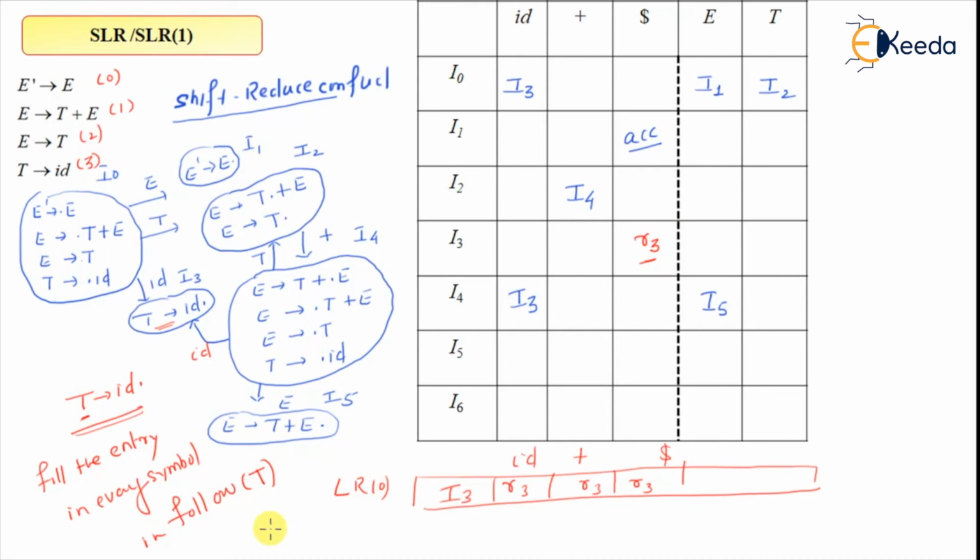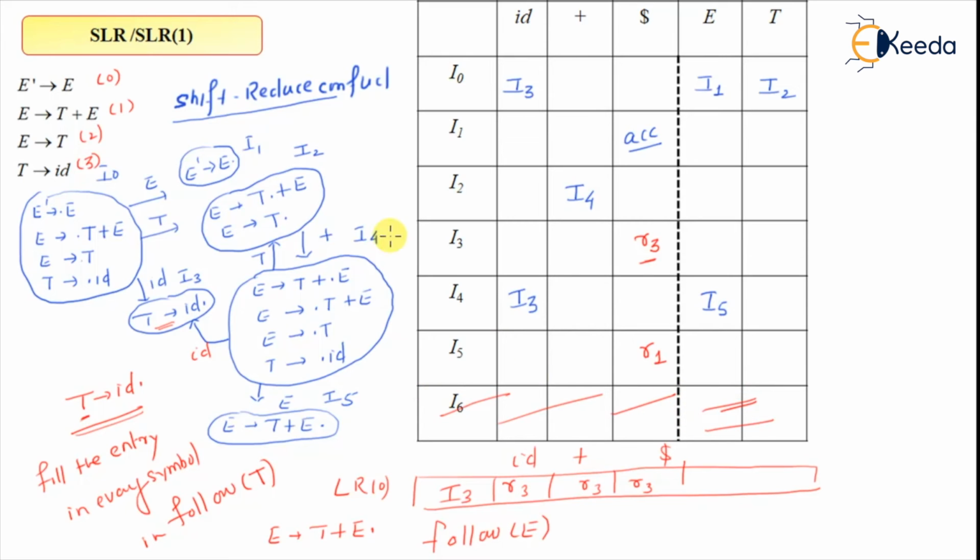Coming to I5, the entry is E derives T plus E dot. Where will we fill the entry? The reduction is on E, so we fill the entry in Follow of E, which is only dollar. So I5 on the dollar column, the number we have assigned is 1, so I'll write R1. We have only 5 states, so this extra row is not required.